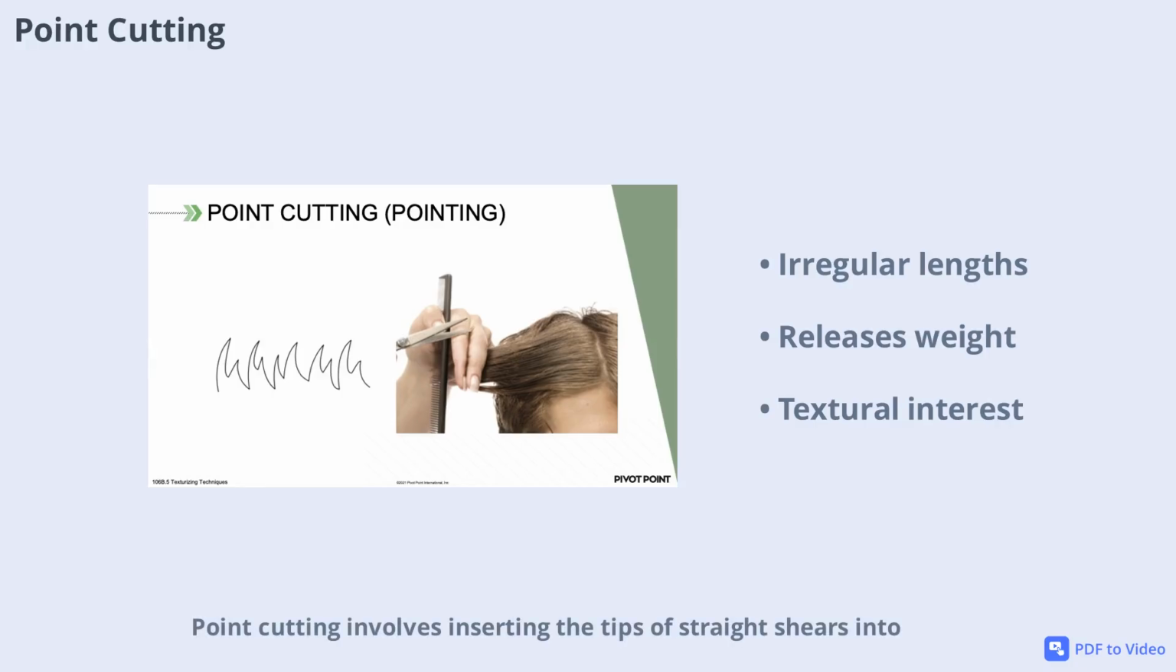Point cutting involves inserting the tips of straight shears into the strands and moving from the finger position toward the ends. This creates an irregular progression of length, releasing weight and adding textural interest. The amount of texture depends on finger position and the number of strokes. It's a versatile technique for both subtle and dramatic effects.